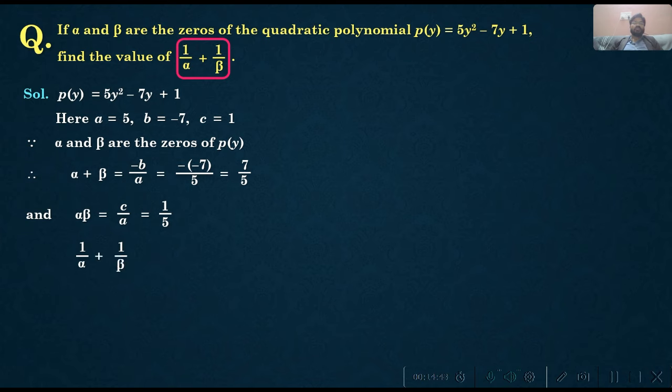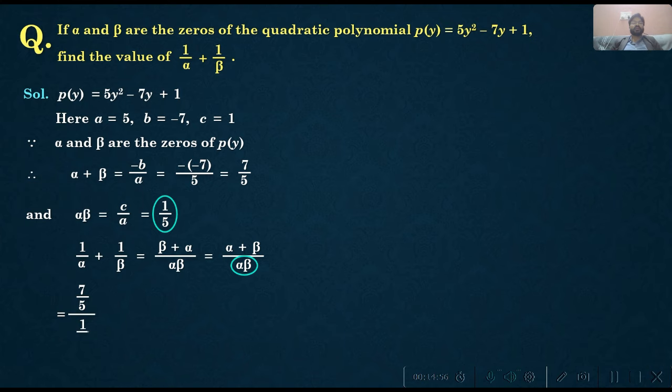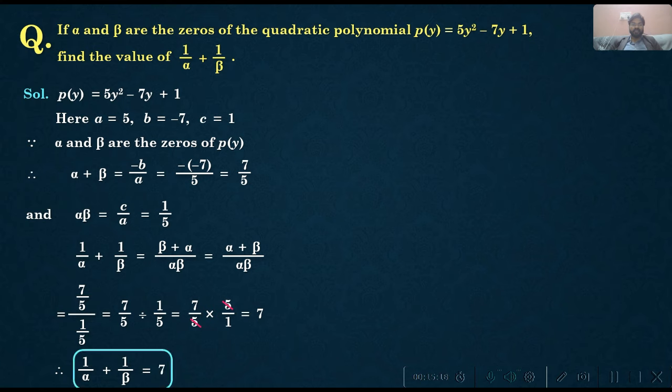So 1 upon alpha plus 1 upon beta is equal to, cross multiply, beta plus alpha upon alpha beta, or alpha plus beta upon alpha beta, is equal to 7 by 5 upon 1 by 5. Now further solve, 7 by 5 into 5 by 1, 5 cancel, is equal to 7. So the value of 1 upon alpha plus 1 upon beta is equal to 7.